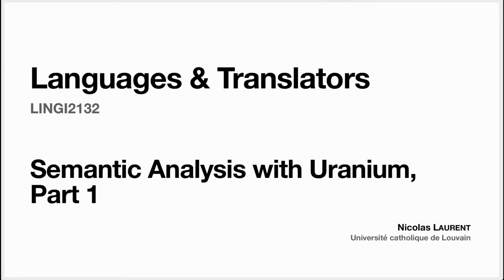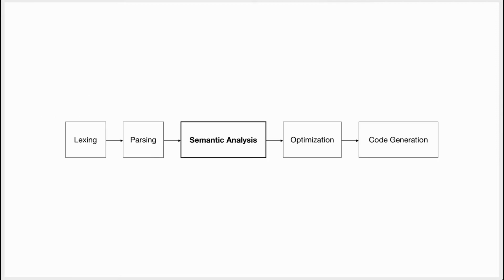Welcome back everyone. This week I'm going to show you how to do semantic analysis with Uranium, and it's going to be part 1 because there's quite a lot to talk about. So we're currently talking about semantic analysis, which is what you do after you get a tree from parsing. And using that tree, you do things like type checking, name resolution, all kinds of checks really.